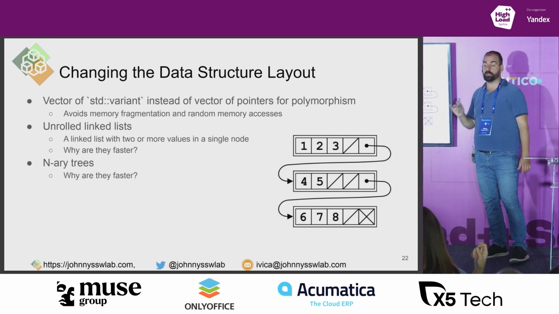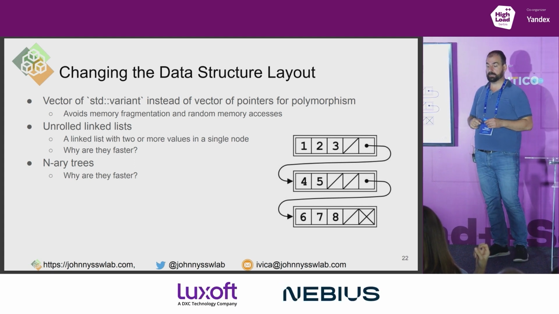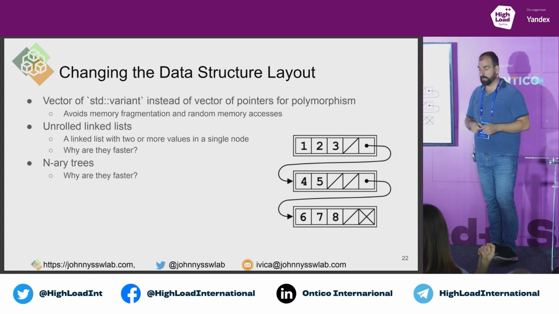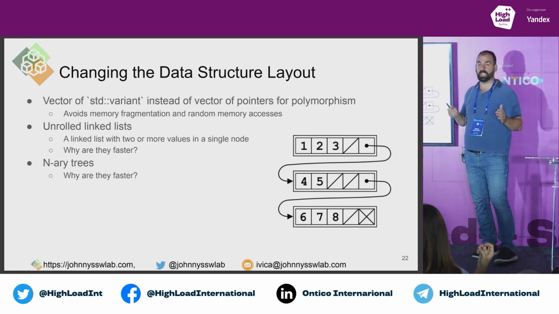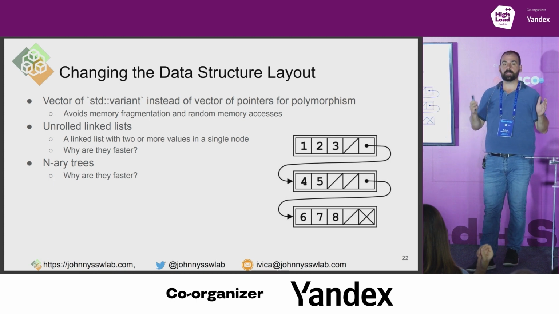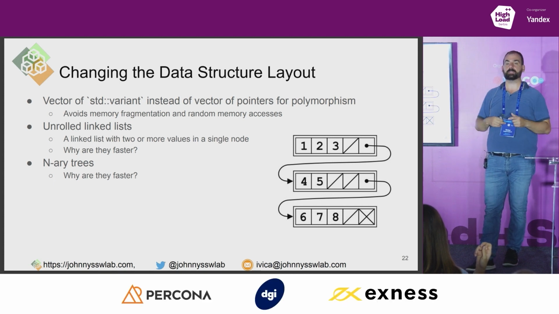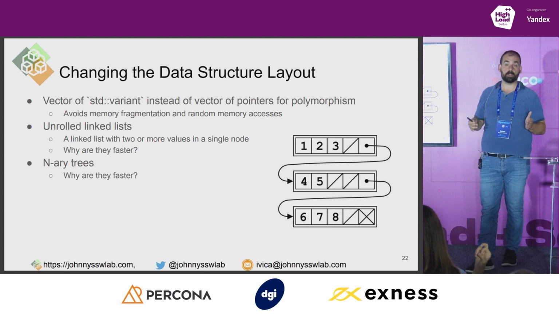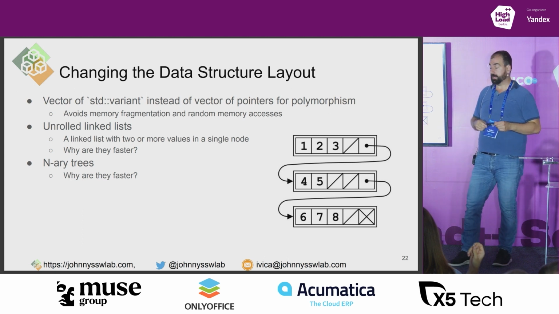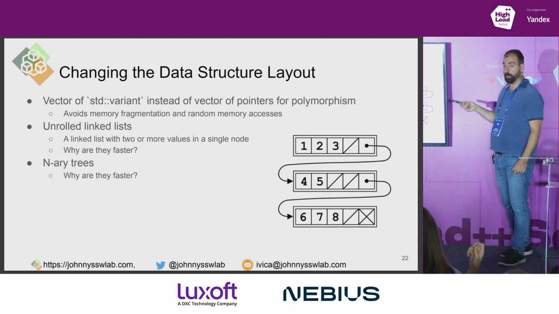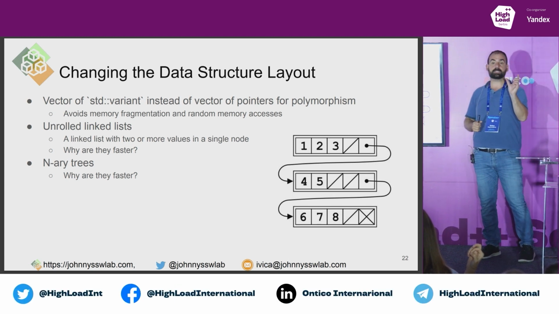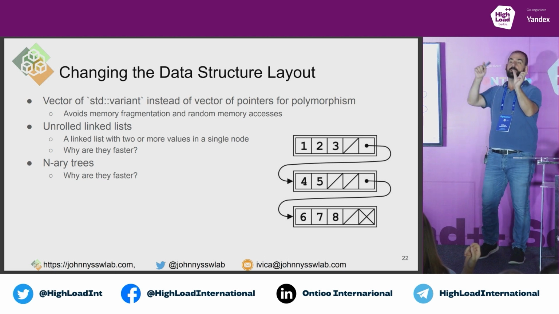Okay, so next thing is called changing the data structure layout. It's very similar to changing the data layout, but not related to classes. So how do you change the data structure layout? For example, if you have a vector of pointers, and pointers will point to random places in memory, you can use a vector of std::variant. It consumes more memory, but these memory accesses are much more efficient. Next thing is, for example, with a linked list, you have an unrolled linked list. Here on the right side, the image shows the unrolled linked list. In a linked list, typically you have one value and then a pointer to the next element.